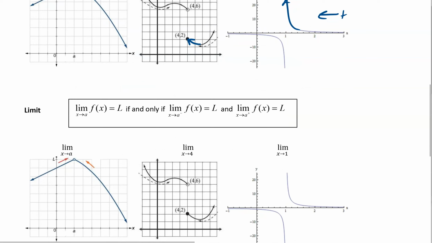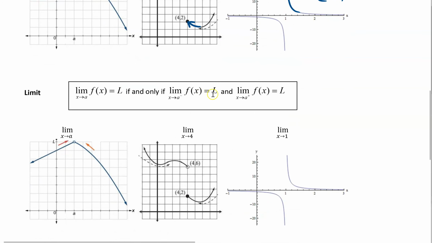Now if we put them together, we get our limit. The limit as x approaches a of f of x is equal to L if and only if these are true. If this is true, then each of these is true. But in order for this to be true, both of these have to be true. What that means is coming in from the left and the right, you have to approach the same number.